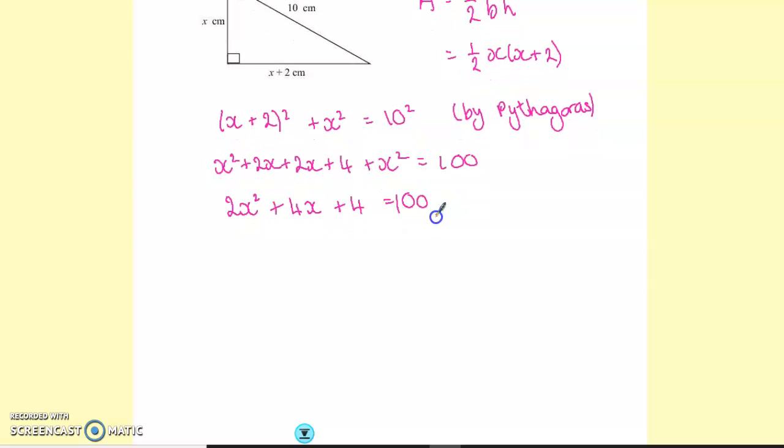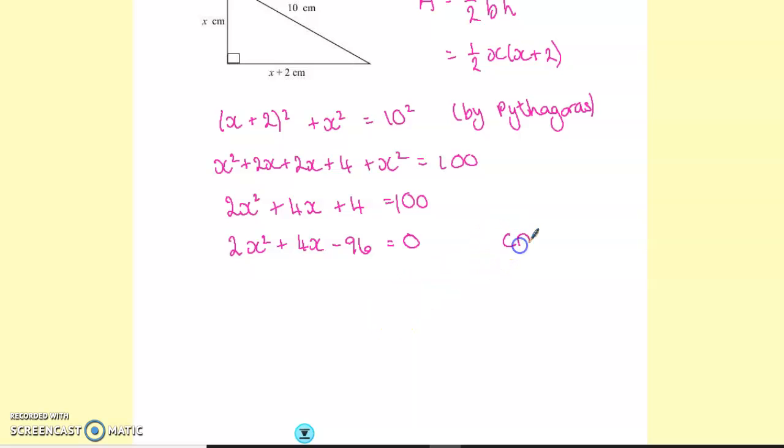To solve a quadratic equation, it must be equal to, and I hope you're shouting 0 at the screen right now. If not, I've not nagged enough in my videos. Take my 100 to the other side, 4 take away 100 is going to give me negative 96. It's now equal to 0. I can now factorise and solve.